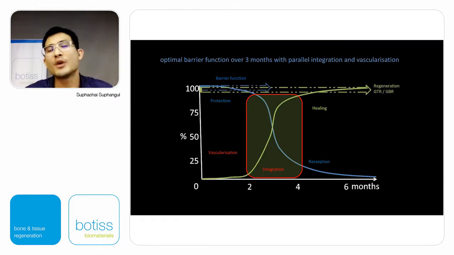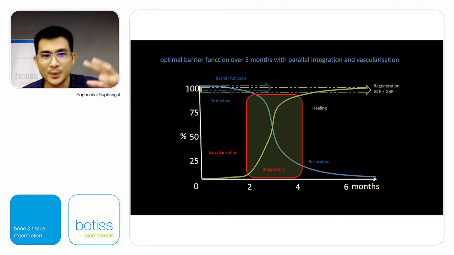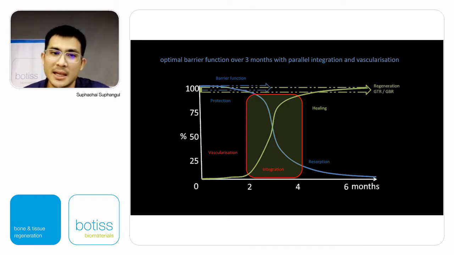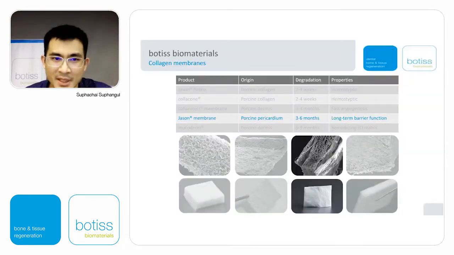This is the graph that shows how they work. At first they have the barrier function, and then it decreases over time. But at the same time, the bone graft that we put in has bone regeneration, in a different direction.